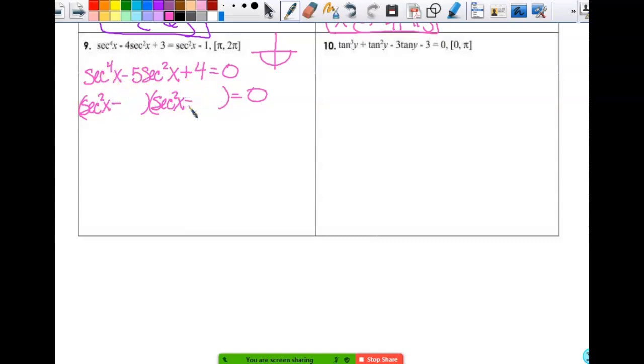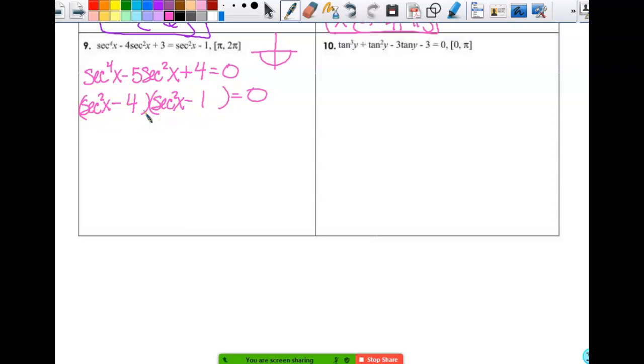So I need 2 numbers that multiply to give me 4 and add to give me 5. What are they? 4 and 1. Okay, so now when we look at this, could we factor it more? Yes, because both of these are difference of squares, right?